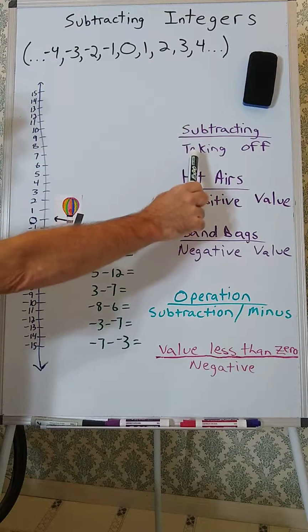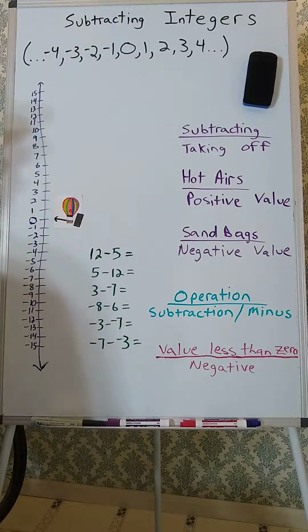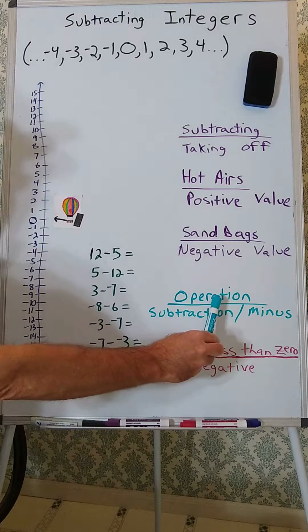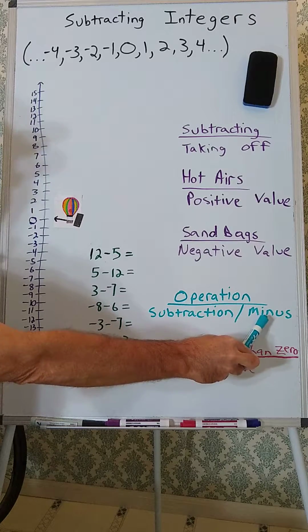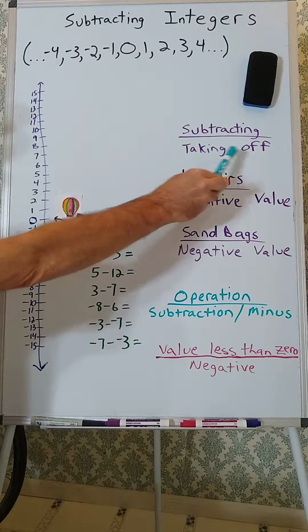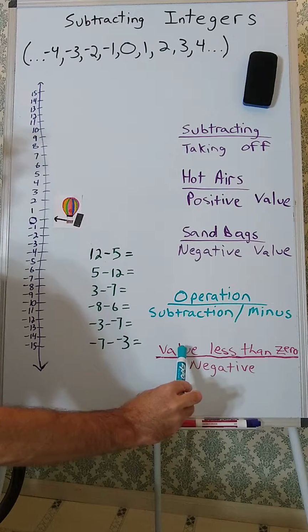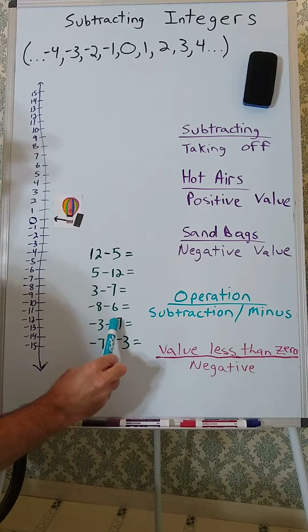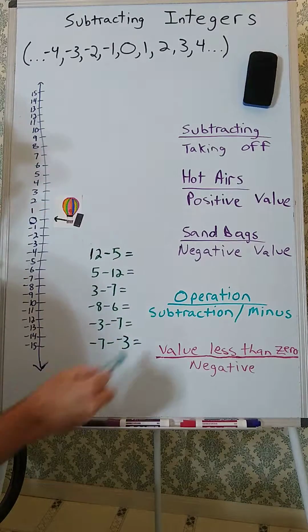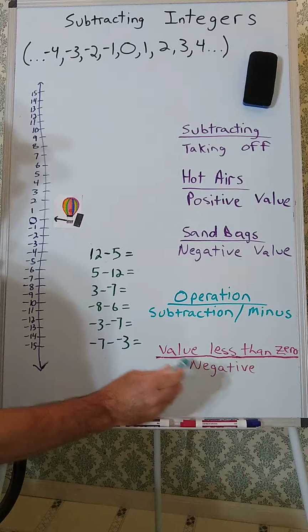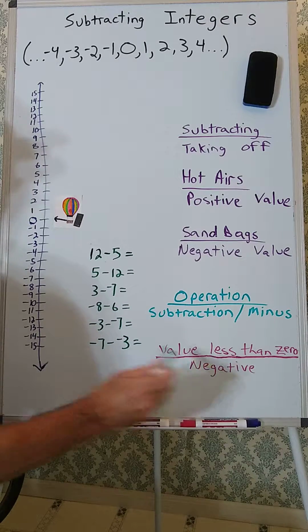Remember, the integers are the whole numbers and their opposites. In subtracting, we are taking things off the hot air balloon, and this is sometimes where the language is very important. The operation of subtraction or minus in this model means taking something off, and we use the word negative when we're talking about a value less than 0. The signs look identical, and that's why it's important to keep in mind: are we talking about the operation, or are we talking about a value less than 0, a negative number?